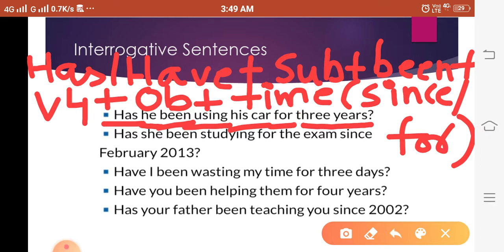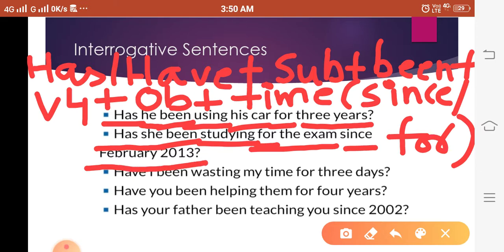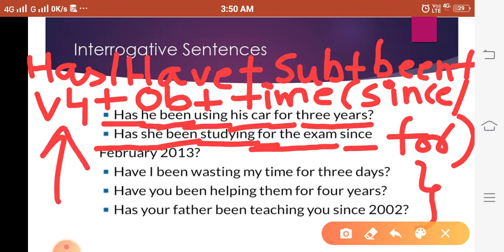Clear? Now in the next sentence, has she been: has is used here because she, our subject, is singular. Then been, then fourth form of the verb study. Then for the exam, it is our object. And since is used here because exact month's name and year's name is given. Clear? Now rest of the interrogative sentences have been formed using this sentence structure only.